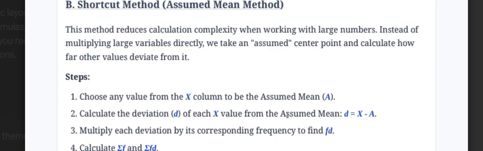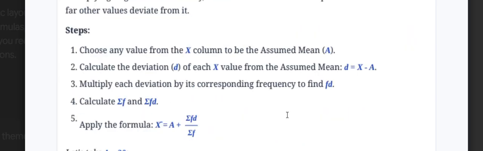Instead of multiplying large variables directly, we will assume one value as the center, and based on that we will solve the question. Now let us apply the steps here. So choose any value from the x. In our case, x is the marks. So you can choose any value and assume it as A.